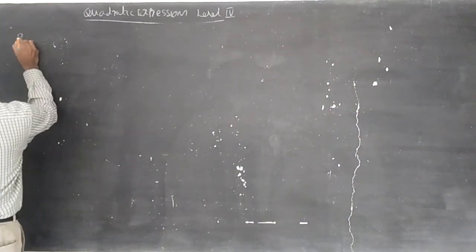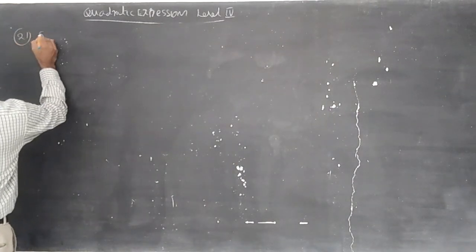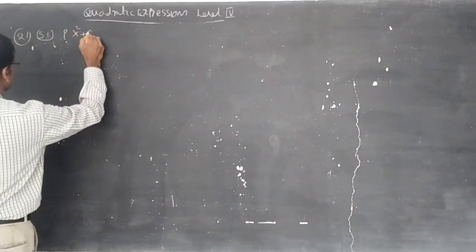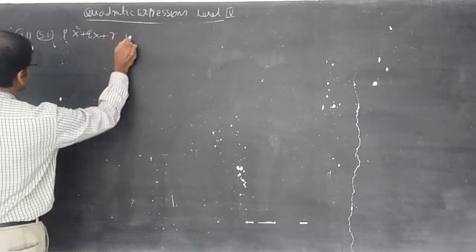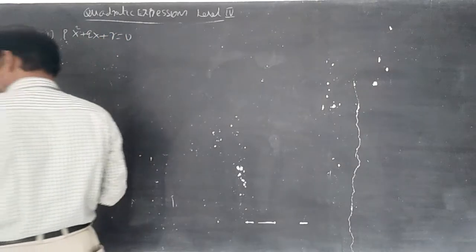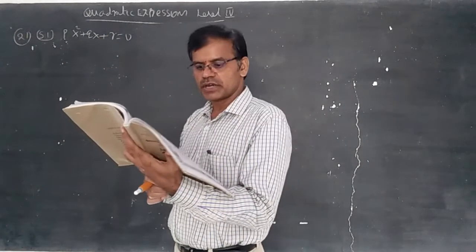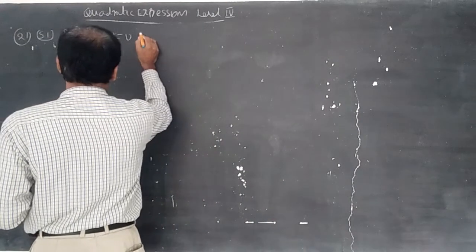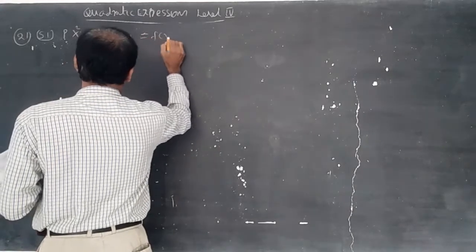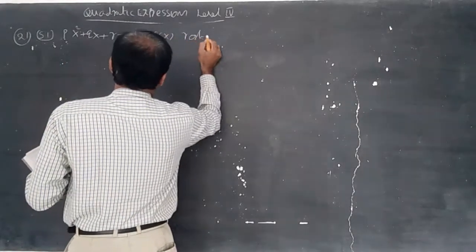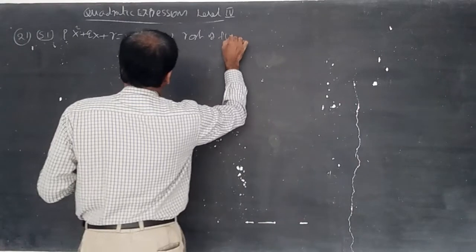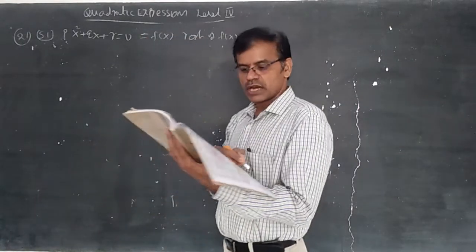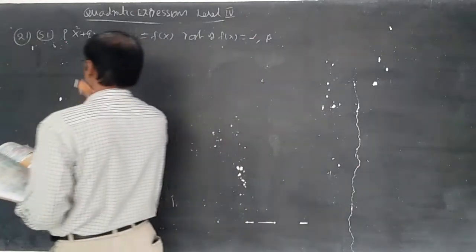Statement 1. Px square plus qx plus r equal to 0. It is a statement. It is a quadratic equation, where p, q, r belong to R, such that its roots are alpha, beta. Here it is f of x. Roots of f of x are alpha, beta, and p plus q plus r less than 0.